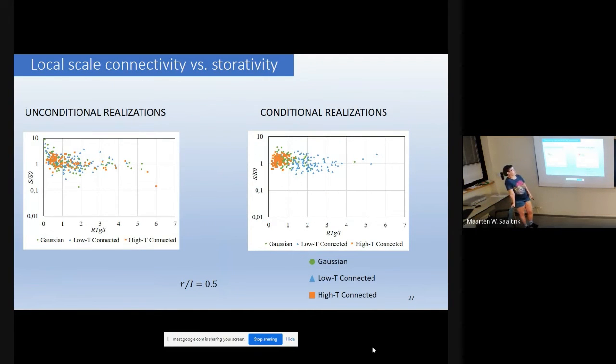Here we see local scale connectivity versus storativity. We were checking to find a correlation, but we couldn't find a significant correlation, especially for unconditional realizations. But for conditional realizations, high T connected ones have smaller hydraulic resistance, and low T connected ones have higher hydraulic resistance. We only see that.